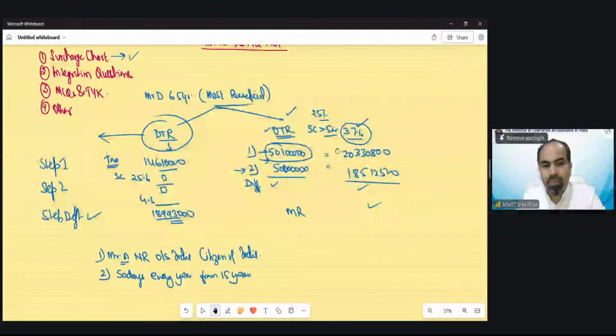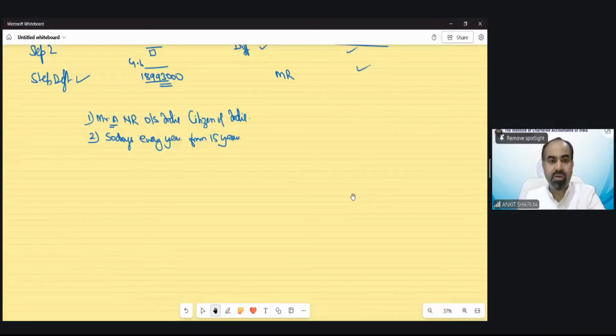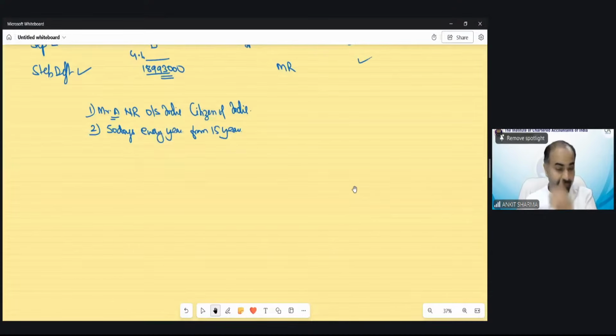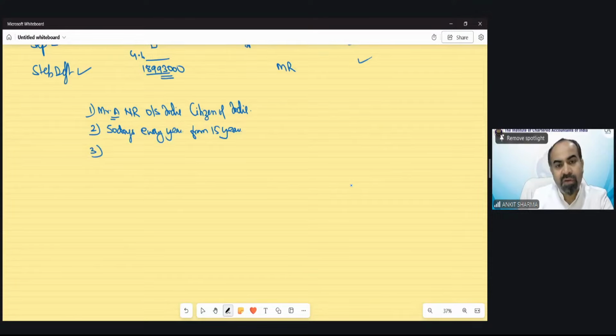So let me solve this question of Mr. Bala Murugan. Mr. A was a non-resident, a citizen outside India. He comes to visit India 50 days every year. And the third information is that from 1st April 2024, he has permanently shifted to India.